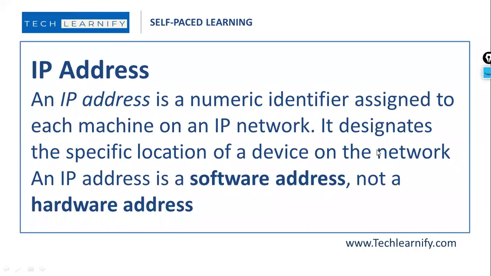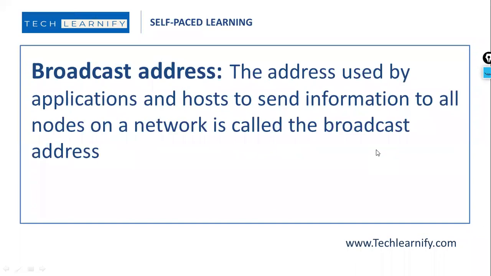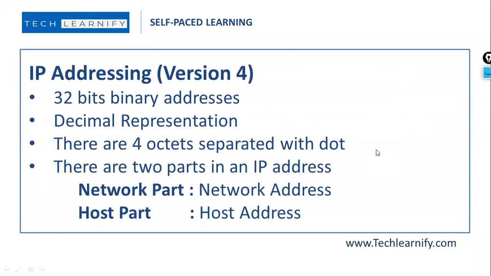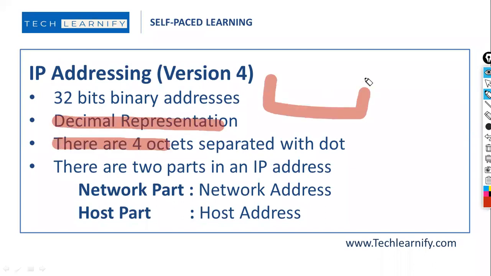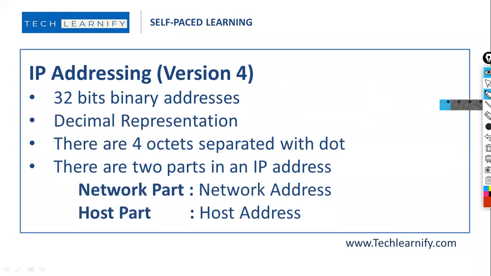So if you remember, we started with, let me quickly go through different slides. IP addressing. We have already talked about the IP address. Now you understand bit, byte, octet, network address, broadcast address, which I explained in the previous session. IP addressing is a 32-bit address. Decimal representation 0 to 9, 4 octets. Octet means this one, separated with a dot, right? In an IP address there are two portions, network and host portion. Network address should be the same in one network and host portion should be unique.